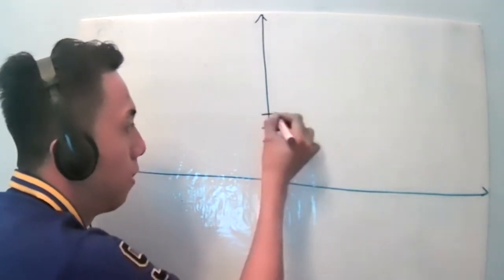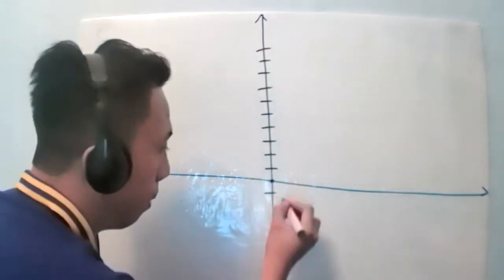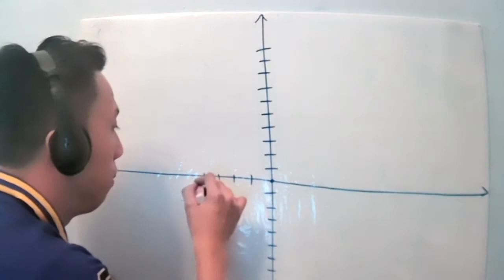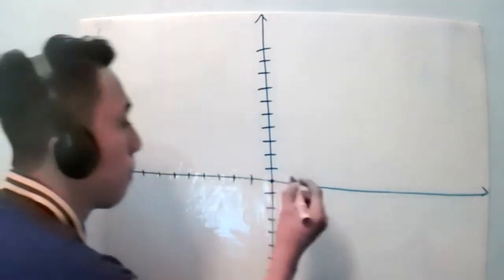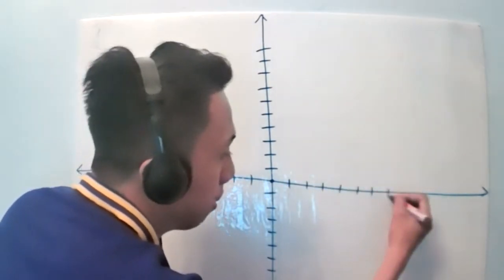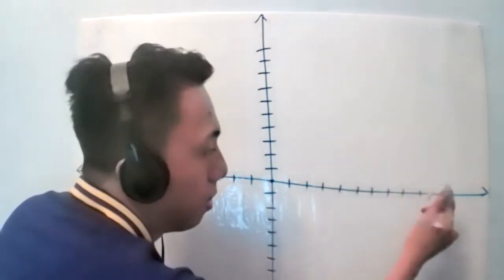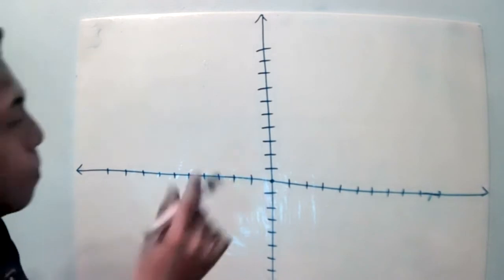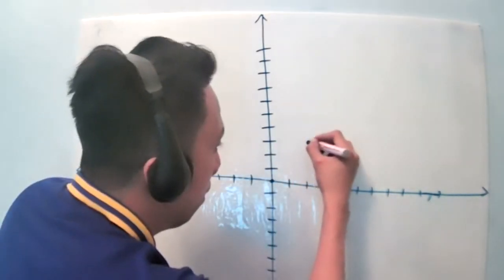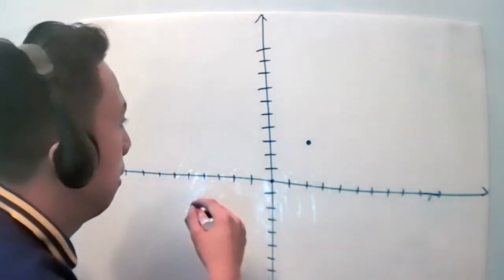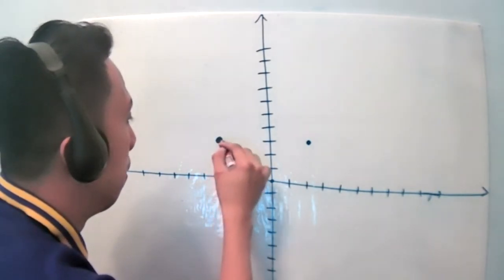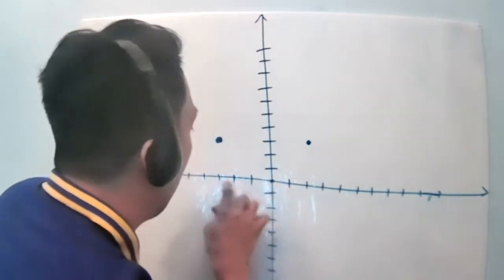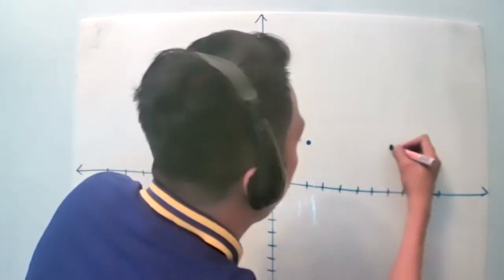Ayan. For example, our center is nandito. At yung radius niya ay hanggang dito. So that is isang radius.